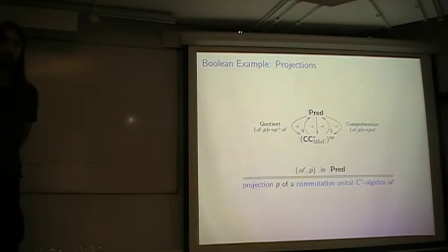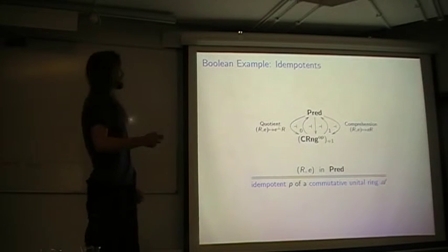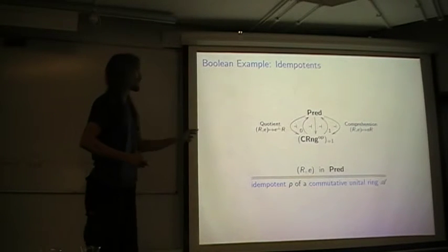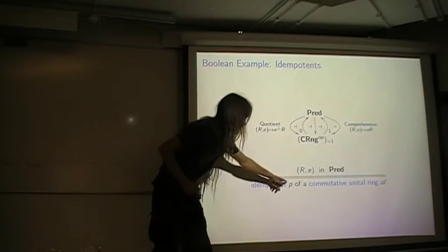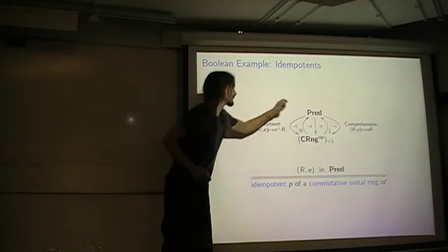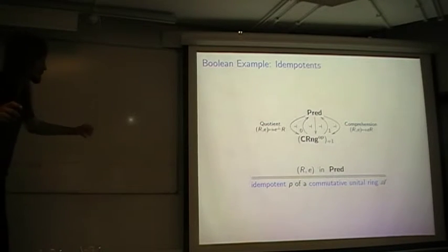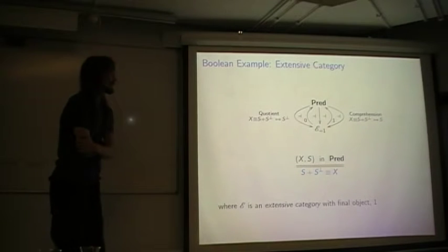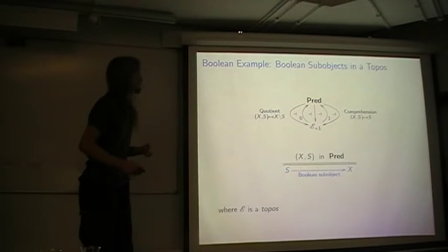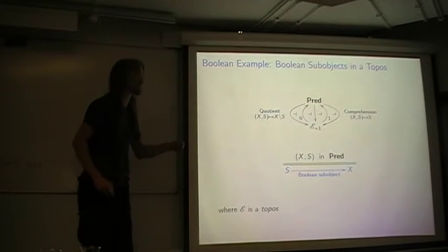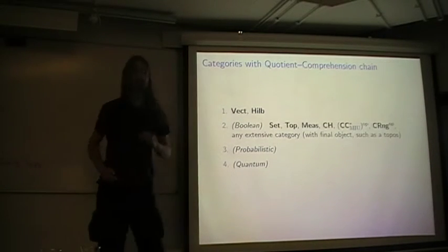There's also another algebraic-ish example of a quotient-comprehension chain, namely commutative rings, which does not have a spatial counterpart as far as I know. Oh, and there's another error here. This should be E and this should be R. In this case, the predicates are idempotents. All the previous examples are a special case of this. They are all extensive categories. If you do not know what an extensive category is, you can safely ignore this. Every extensive category is, no, every topos is an extensive category, so there's that. And so then we have these Boolean examples.